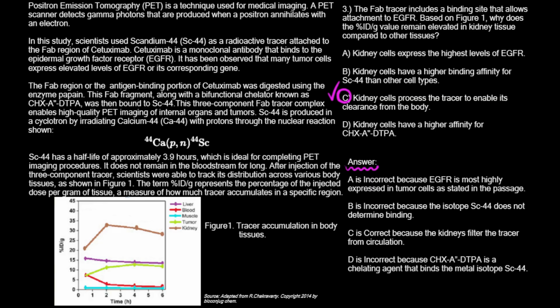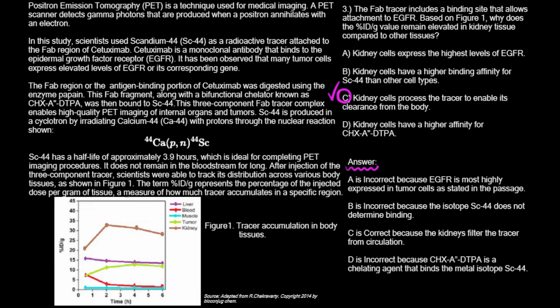Based on figure 1, why does the percent ID per gram value remain elevated in kidney tissues compared to other tissues? This question refers to figure 1, which shows how much of the tracer, measured in percent ID per gram, or percentage of the injected dose per gram of tissue, is detected in different body tissues over time. Even though the tracer binds to EGFR, the passage does not mention how much EGFR each tissue expresses. So let's quickly go through the options.